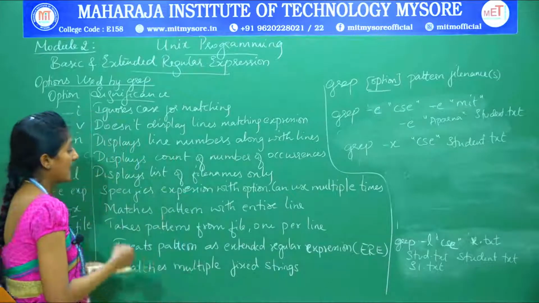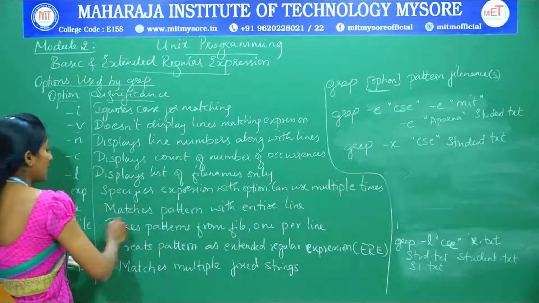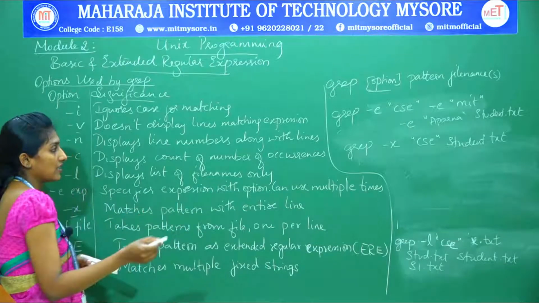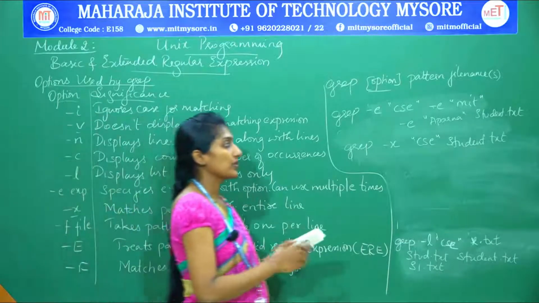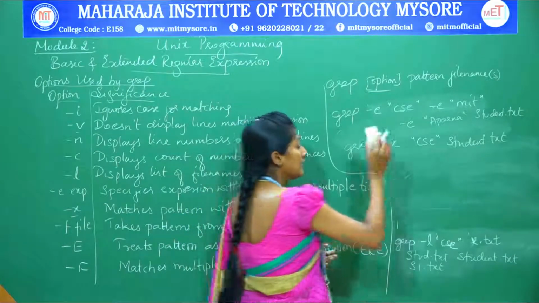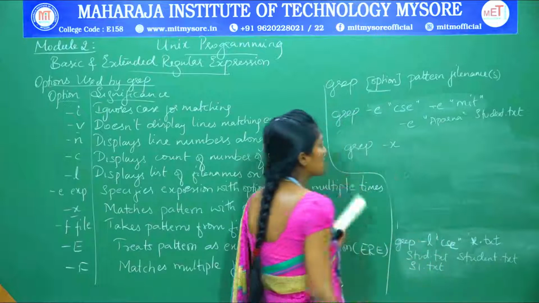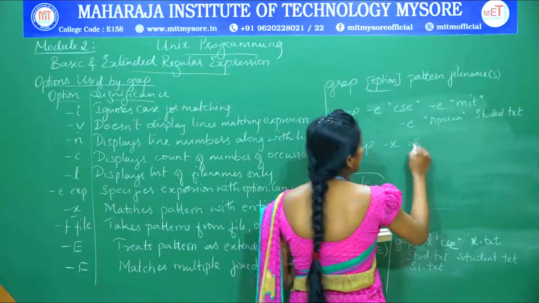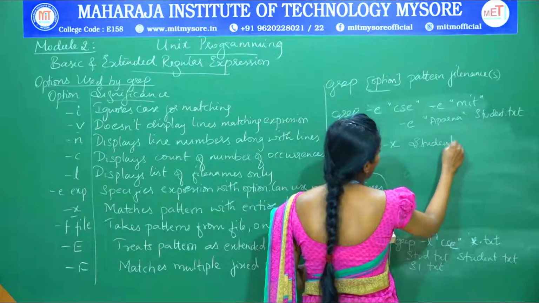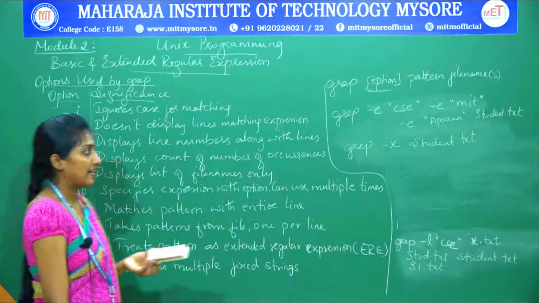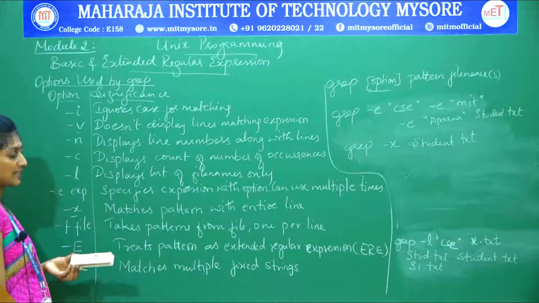So it is going to match the entire line. So if the user wants to match the entire line from the file student.txt, he can just give grep -x with the file. Instead of providing the pattern, he can just give the file itself. So it is going to match the entire line from the student.txt file.